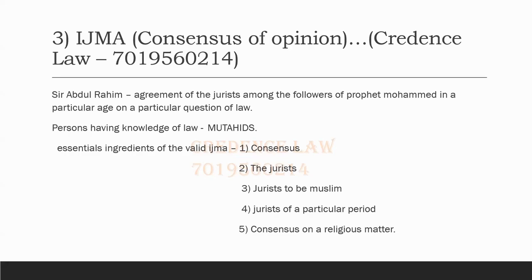Now, what are the essential requirements of valid ijma? First, consensus. The majority of the jurists are of the view that unanimity is a prerequisite. We use the term in law, consensus ad idem. That is the meeting of the minds. The minds of the jurists should meet to come to a conclusion on a question of law. That is the first essential.